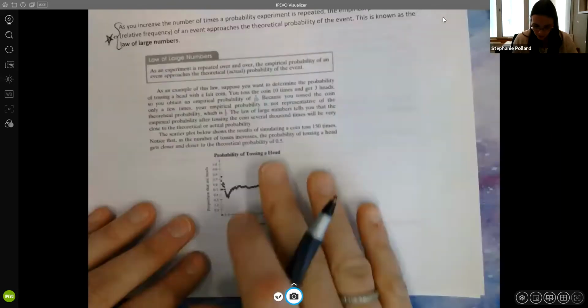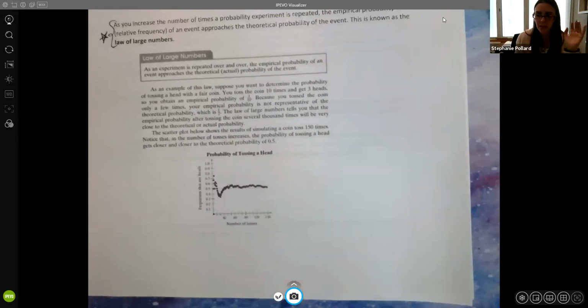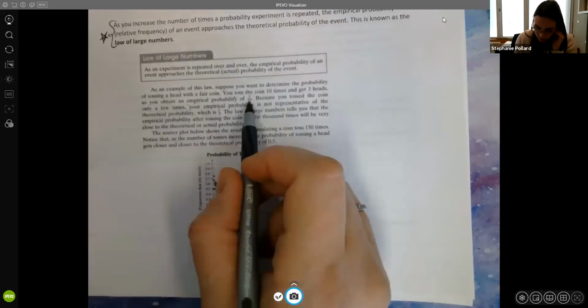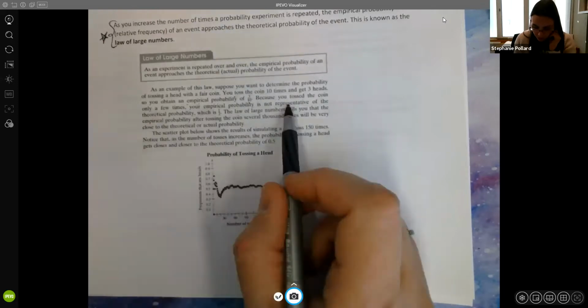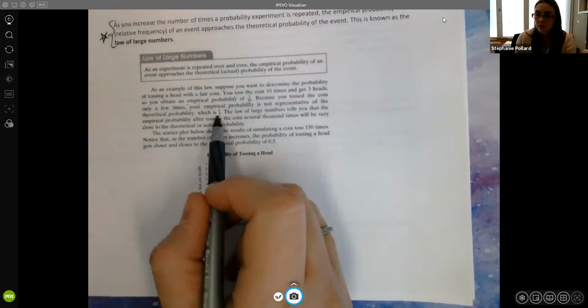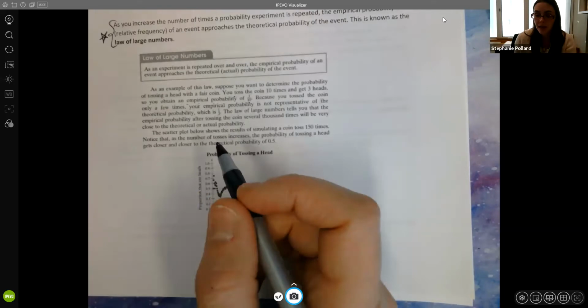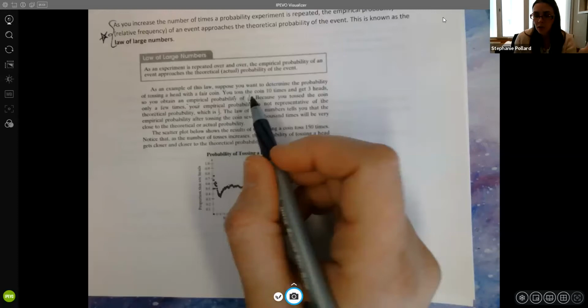And here's just a quick example of that. As an example of this law, suppose you want to determine the probability of tossing a head with a fair coin. A fair coin is just a standard coin. It means it's not weighted. It's 50% chance of heads, 50% chance of tails. So you toss a coin 10 times and you get 3 heads. So you obtain an empirical probability of 3/10. Because you toss the coin only a few times, your empirical probability is not representative of the theoretical probability, which is 1/2, right? When we toss a coin, it's a 50-50 shot if you get heads or tails. That's a 1/2 probability that you would get heads. Because you only did it 10 times, you got 3 heads. Your probability is too low here. It's not accurate, right?